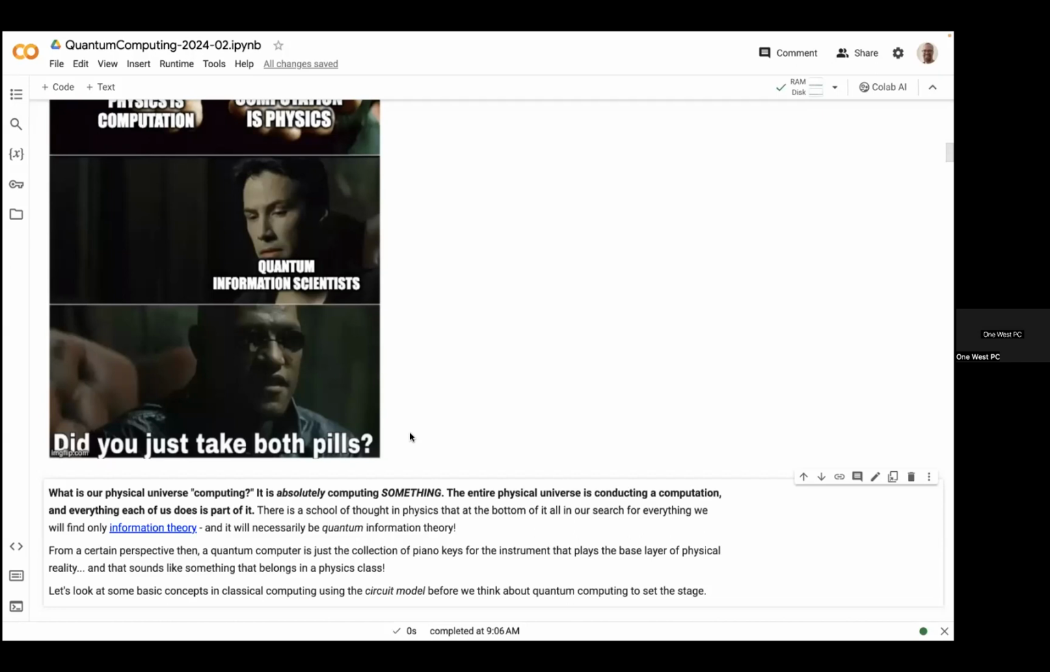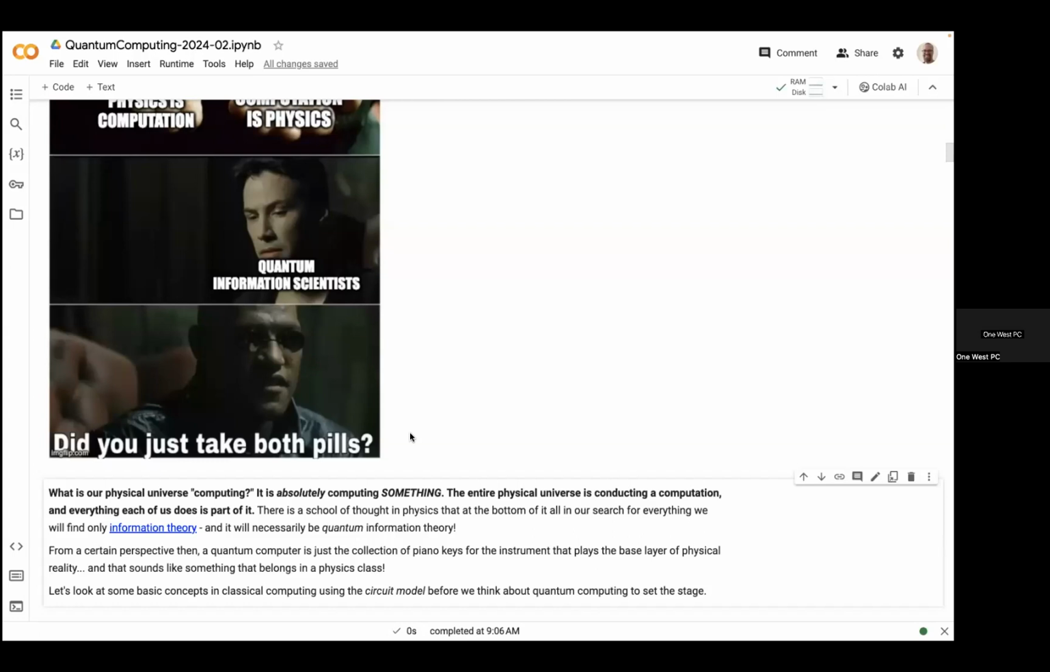There's a school of thought in physics that is the bottom of our search for everything, right? We're always looking for the most fundamental set of rules and laws that govern the behavior of matter and space and all these different things. When we get to the very bottom, we're going to find only information theory, pure information theory. We live in a quantum mechanical world, so it's necessarily going to be quantum information theory. Right? So from this perspective, a quantum computer is like a collection of piano keys for an instrument that lets you play the base layer of physical reality, right?